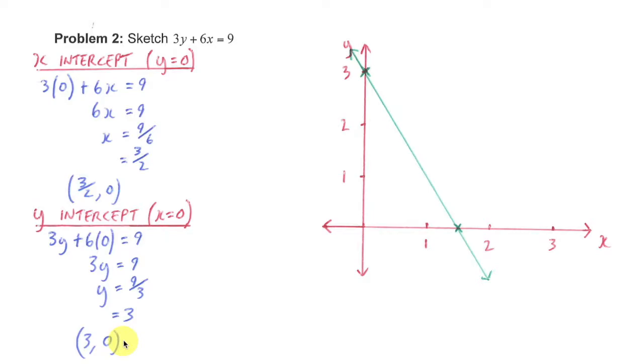And of course, that shouldn't be (3, 0). It should be (0, 3). The x value gets listed first. Here's the point (0, 3), and then we rule through.